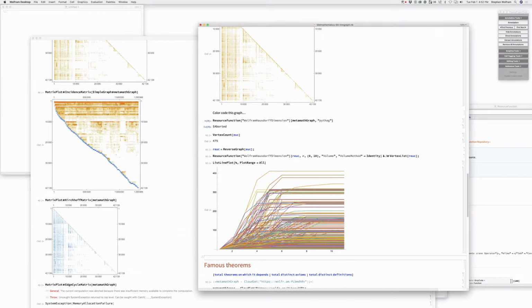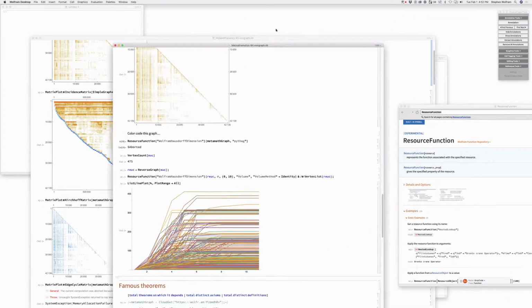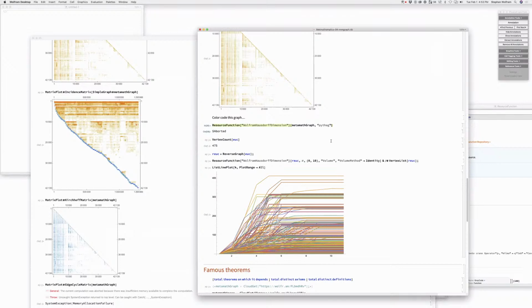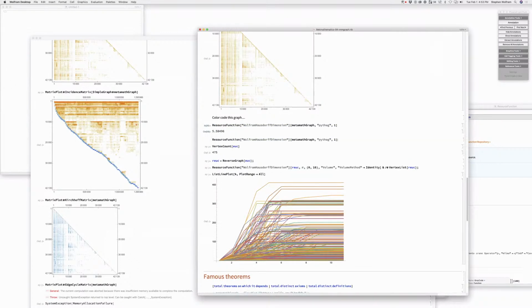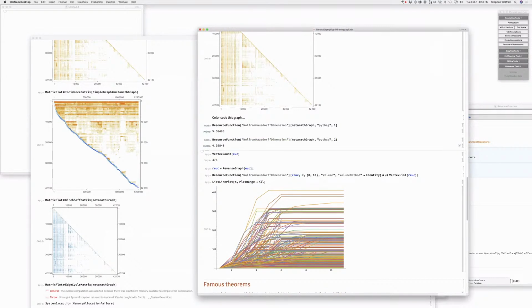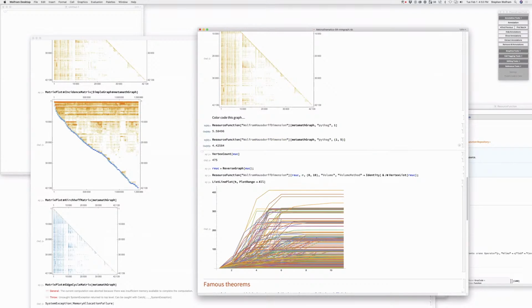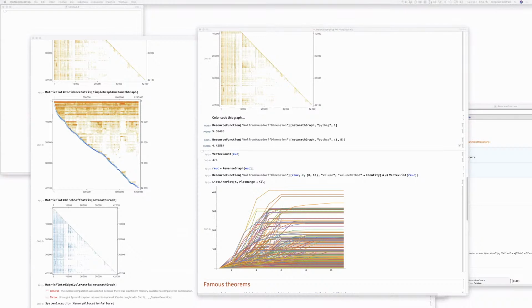Can this be done for the whole graph? No, but it certainly should be doable for one theorem. Okay, let's do the following. Okay, that was doable. I don't know quite why that does that. Let's see what happens if we say volume.